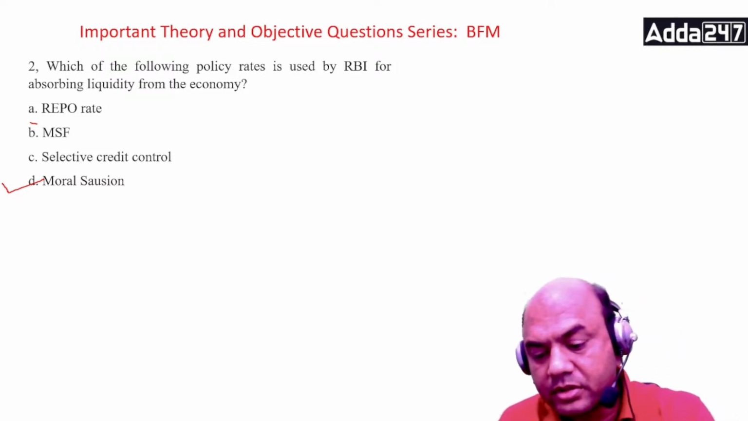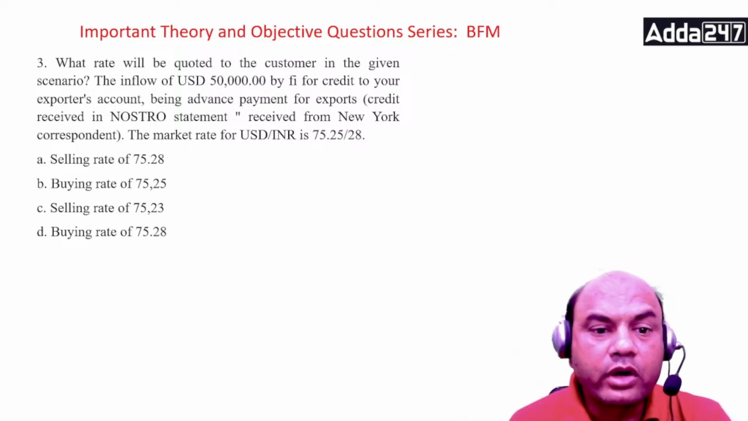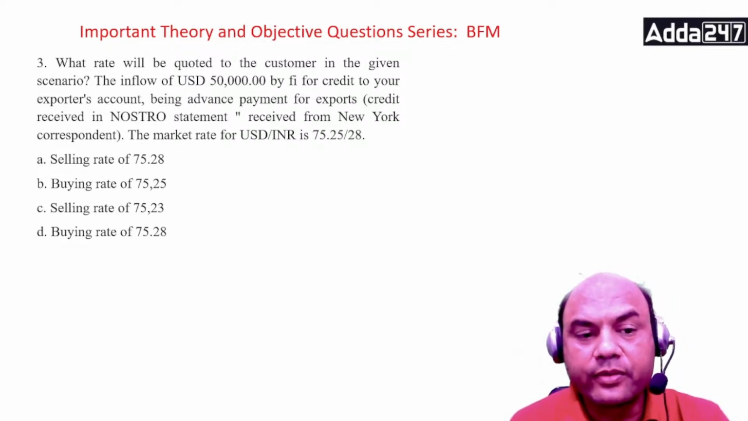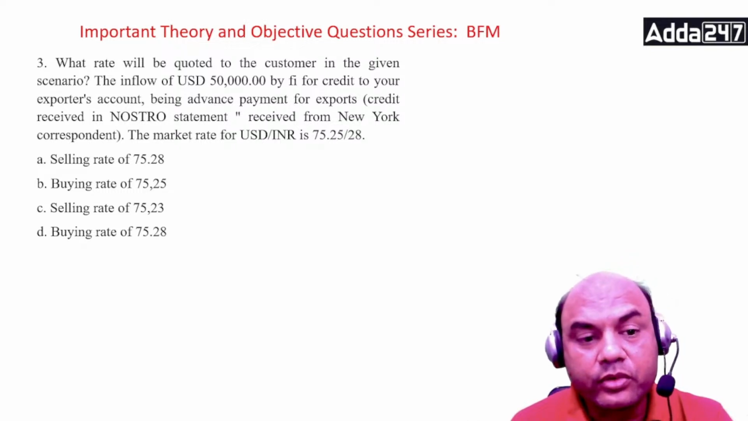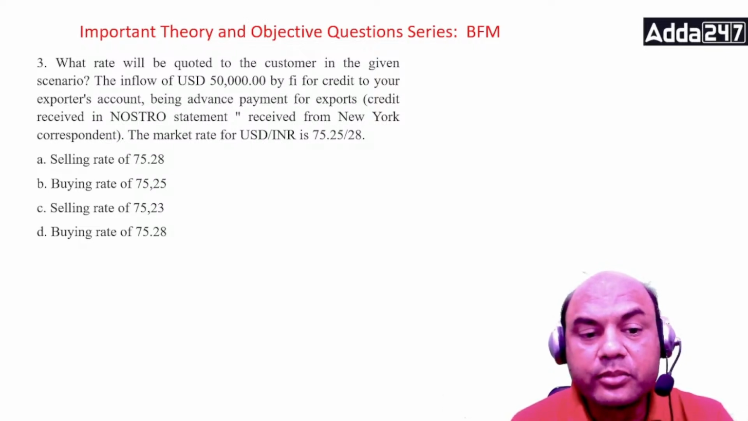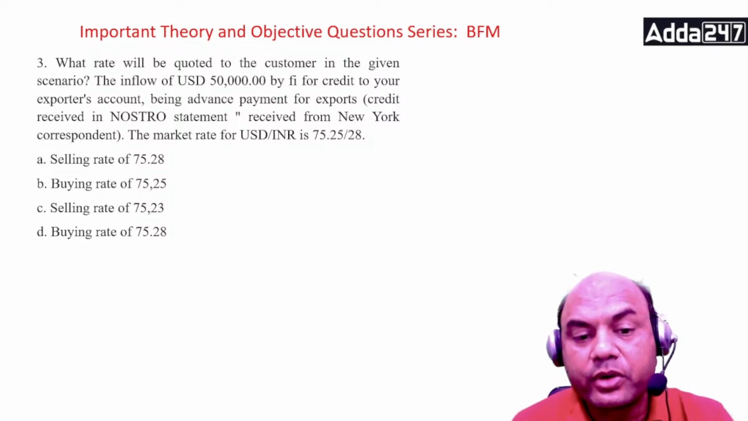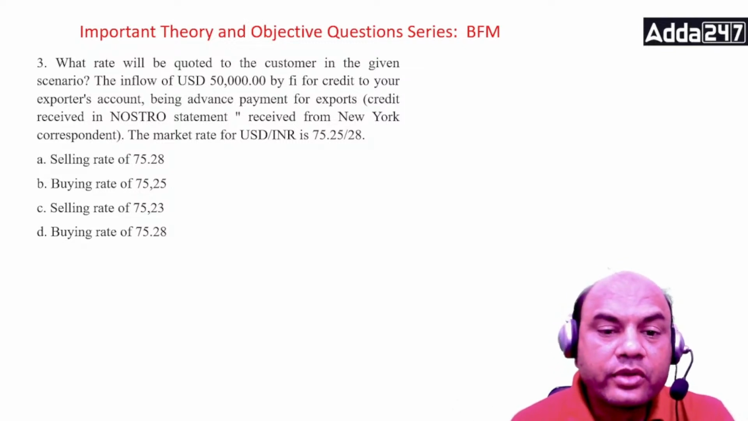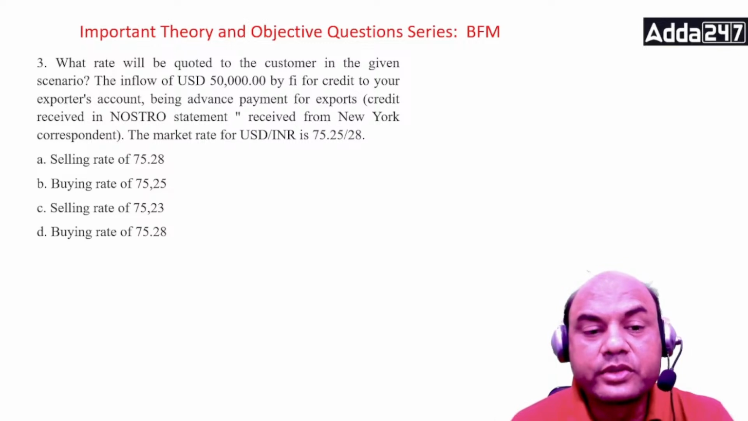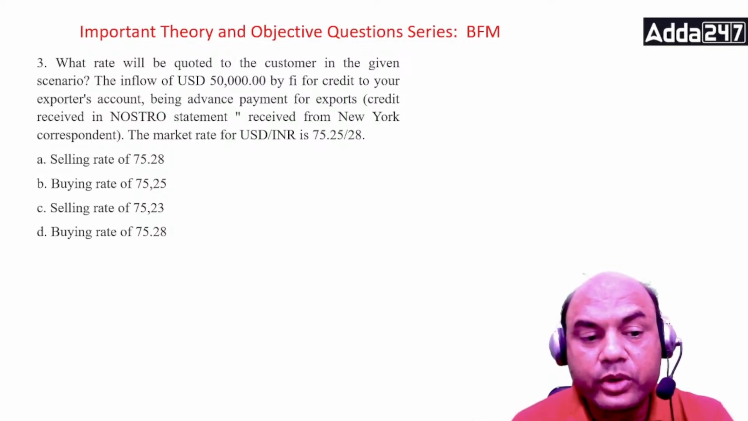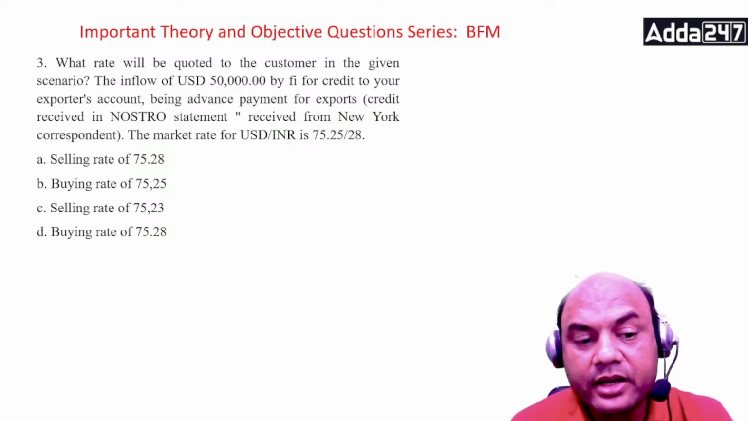Next one. What rate will be quoted to the customer in the given scenario? The inflow of USD 50,000 by the FI, foreign institution, for credit to your exporter's account, being advance payment for exports. Credit received in Nostro statement received from the New York correspondent. The market rate for USD is 75.25 and 75.28. Will I use 75.25 or 75.28? Buying rate, selling rate, what will I use?